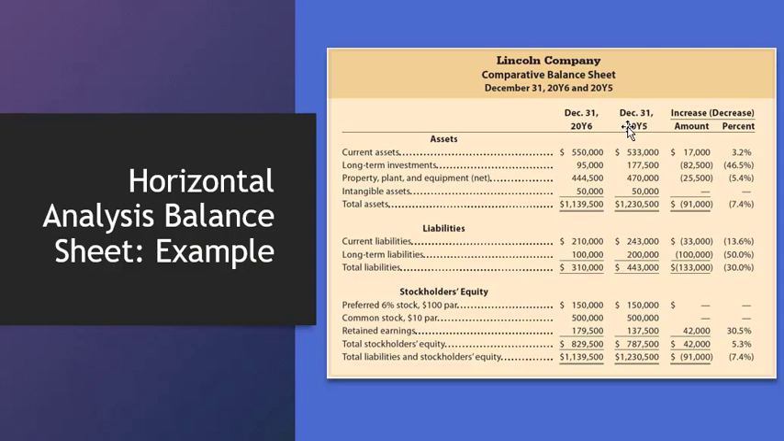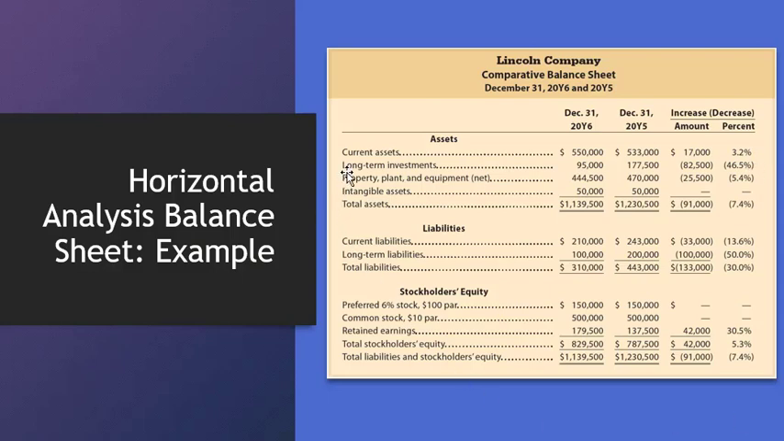Okay. So the first thing that we do is we say, what is the amount of increase or decrease from year 5 to year 6? Well, for current assets, we went from $533 to $550. That's a $17,000 increase. Now we say, what percentage was that? 17,000 divided by the base year. Remember, the base year is always going to be the earliest year. So 17,000 divided by 533,000, that is a 3.2% increase. Current assets went up by 3.2%.